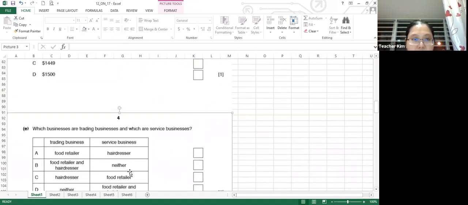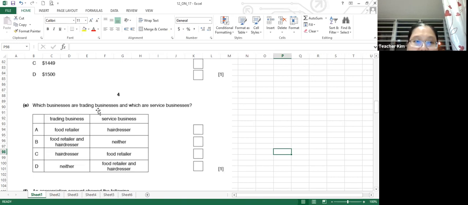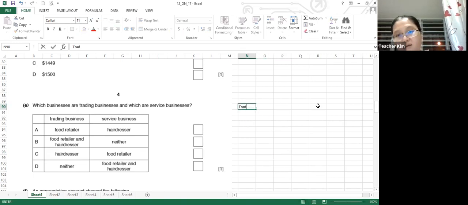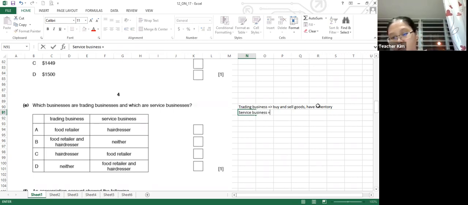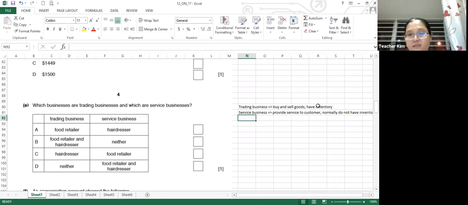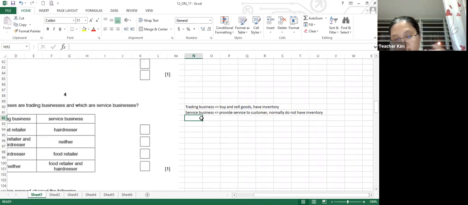Okay, for E, which businesses are trading businesses and which are service? Trading business buys and sells goods, and normally a trading business has inventory. Service business provides service to customers and normally does not have inventory.